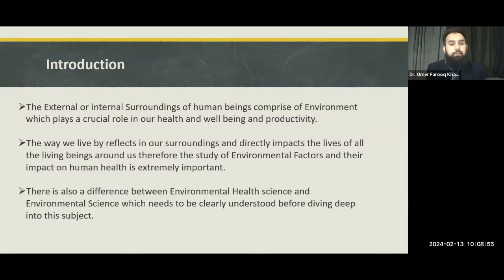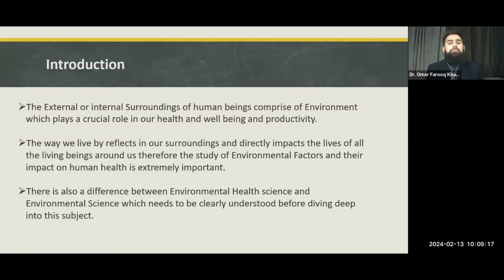Therefore, the way we live reflects in our surroundings and directly impacts the lives of all the living beings. It's not just humans. I didn't write human beings, I'm writing the living beings around us. Therefore, the study of environmental factors and their impact on human health is extremely important.